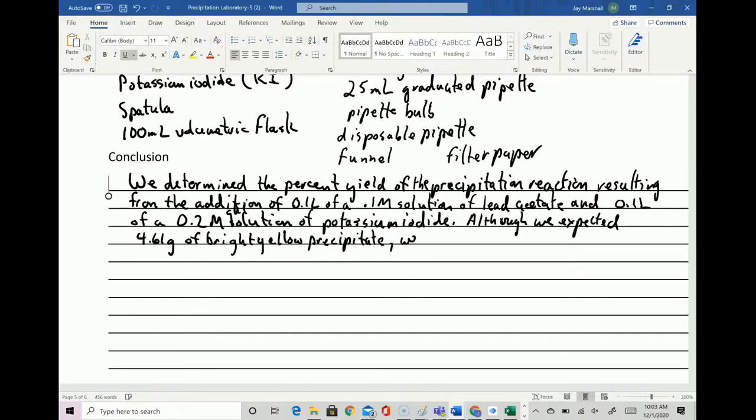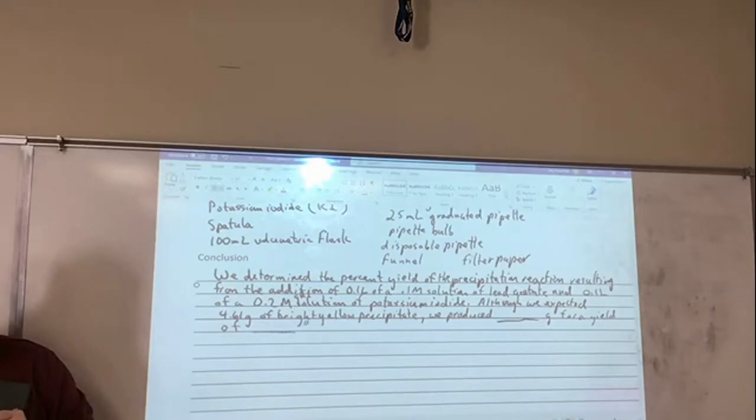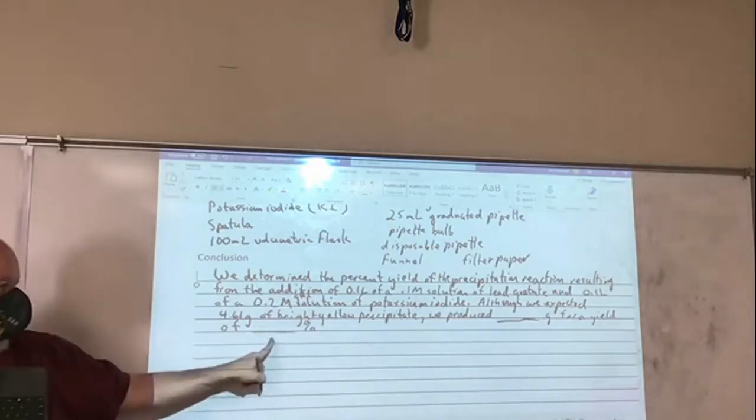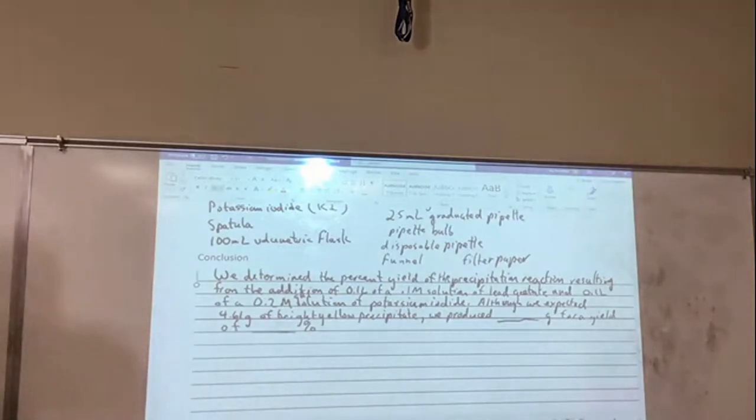we found, let's see, we produced, and this is where you put in your own number of grams. We produced blank grams for a yield of, what would be a percent yield, for a yield of this percent. Okay?